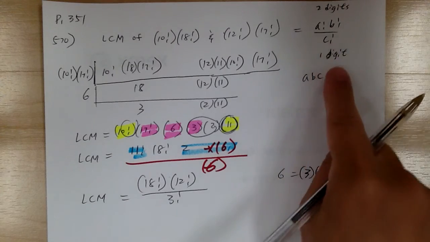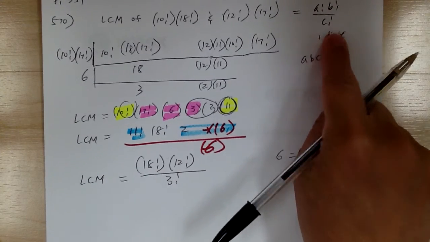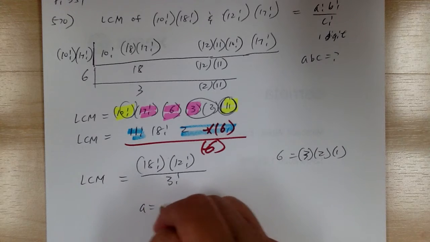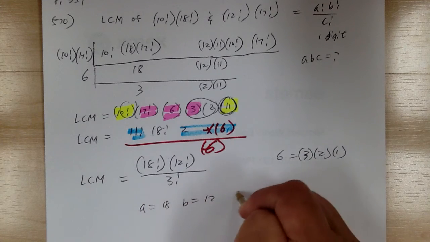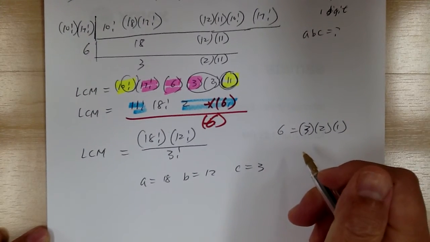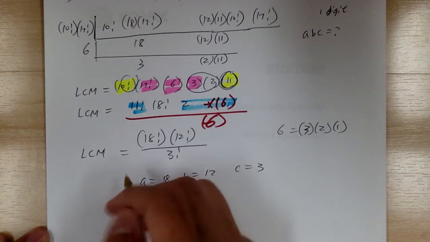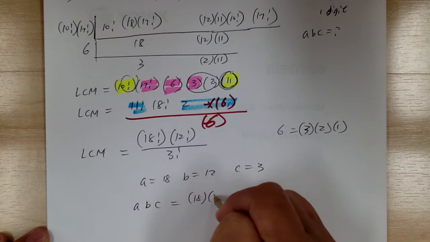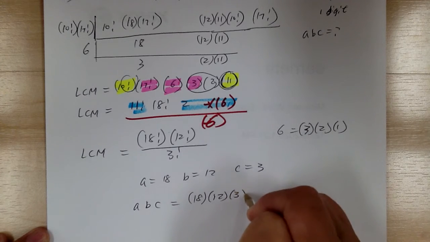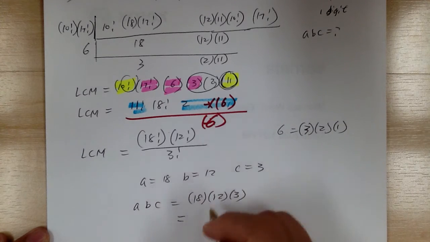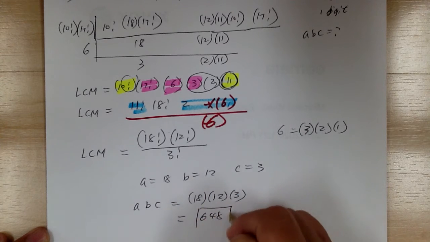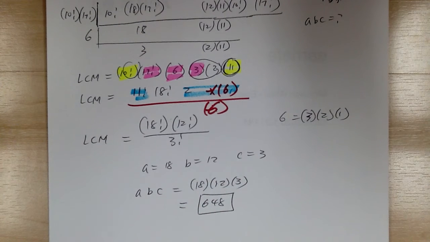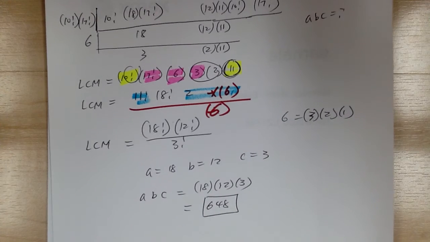So now we match the criteria over here. From here you can see that A equals 18, B equals 12, and C equals 3. So A times B times C will equal 18 times 12 times 3, and this will equal 648. Okay, let's go to the next one.